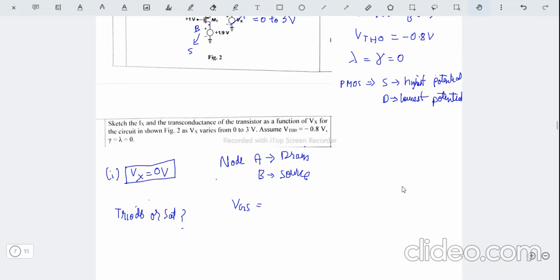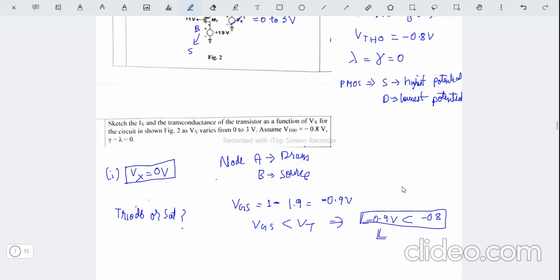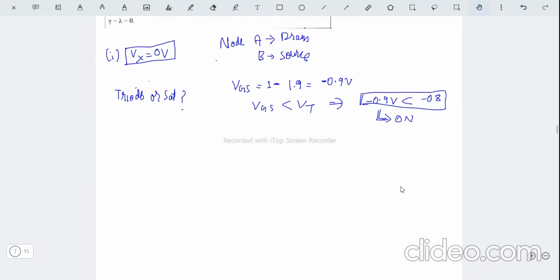VGS is Vg minus Vs. Vg is at 1 volt and source is at 1.9 volts, so it would be minus 0.9 volts. We are checking first whether the MOSFET is on or not. So VGS is minus 0.9 volts and threshold voltage is minus 0.8 volts. Clearly this inequality holds true, which indicates the MOSFET is on. The next condition is whether it is in saturation or not.